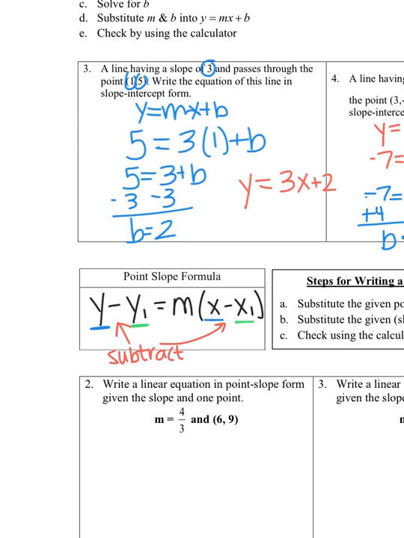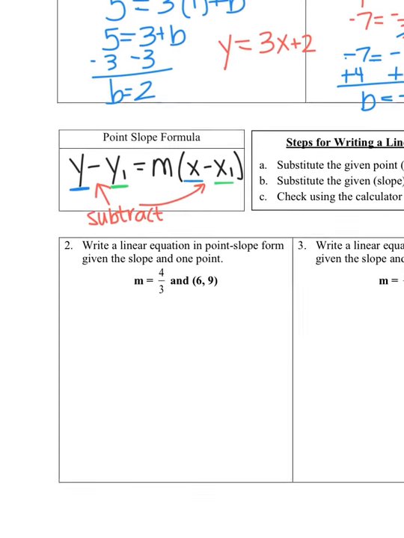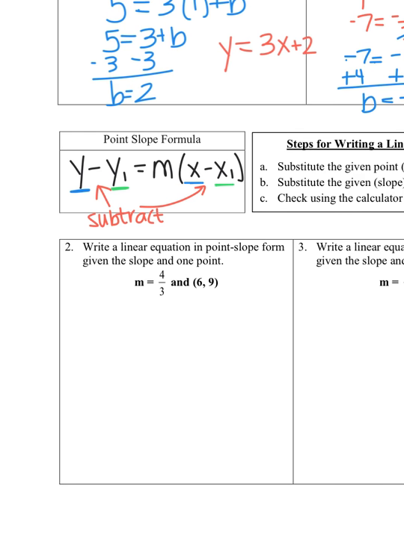Okay, so let's take a look at number 2. We want to write a linear equation in point-slope form given the slope and 1 point. All right, so we're given a slope, that's pretty easy, it's m. The point is going to also be called x1 and y1. So now we've got m, we've got x1, we've got y1, we can put it all into point-slope form.